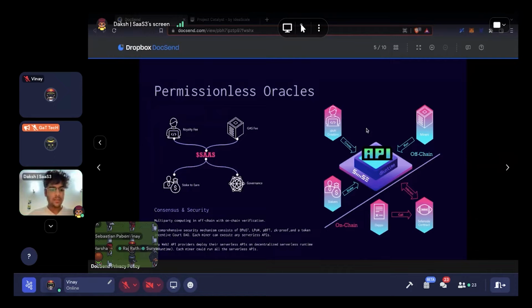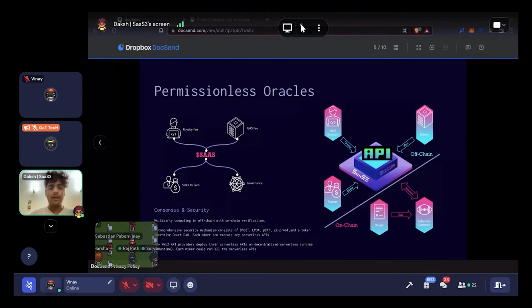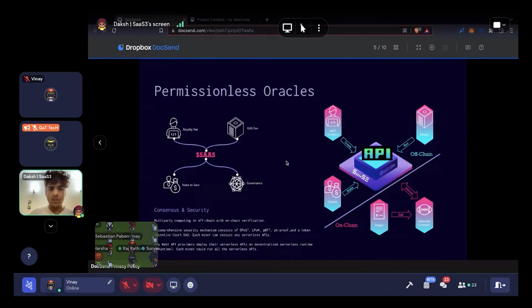Now, this is the SaaS3 ecosystem. We have four main participants here: the API creator, the staker, the miner, and the API user. What we are actually doing is creating a decentralized serverless runtime, which enables offchain computational power to bring the data directly onto the blockchain. Let me go through how any user can convert a Web2 API to provide Web3 services instantly.